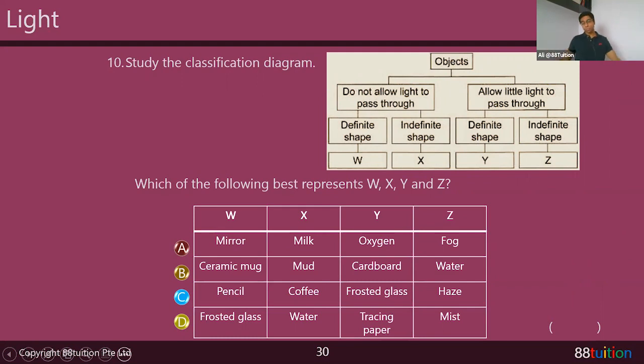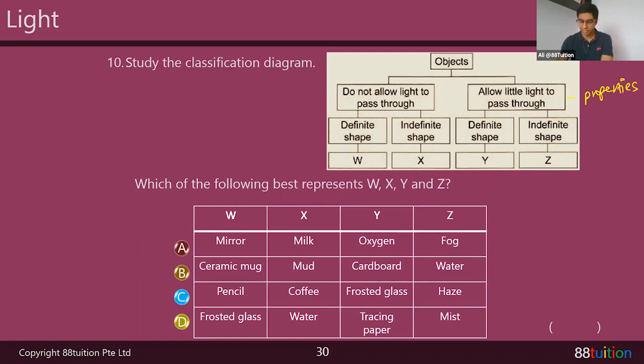Never run away from this classification type of thing. Like I said, fungi, bacteria, we saw classification. Materials, we saw classification. Today, we are in light. Yet, you see classification. Classification is nothing but you have something at the top, and then you come down into two categories, and then break it down into two categories, and then try to identify what. And then those categories above actually determine their properties, right?